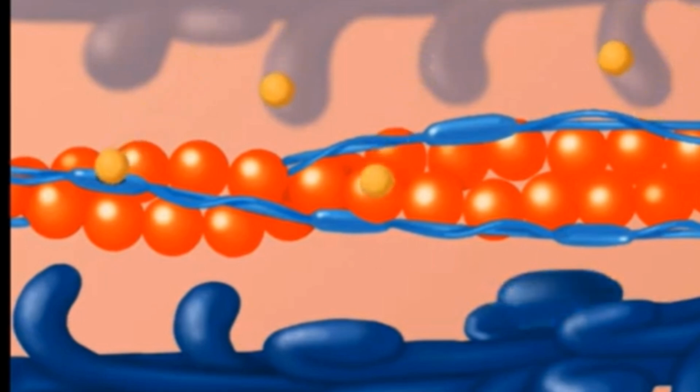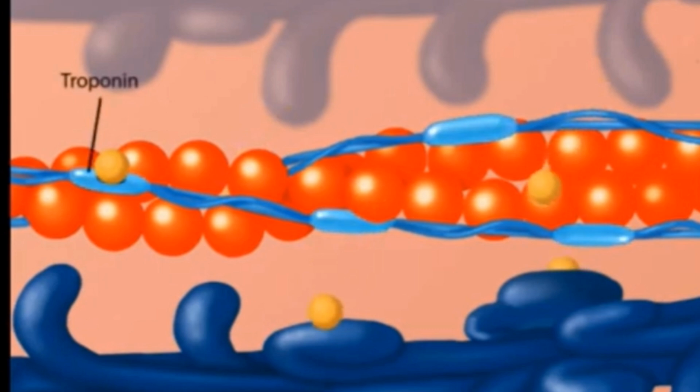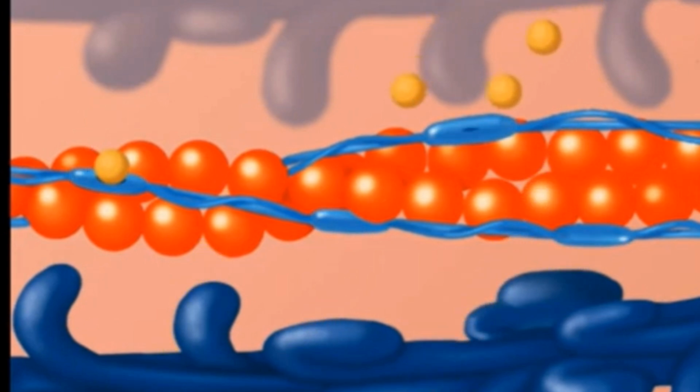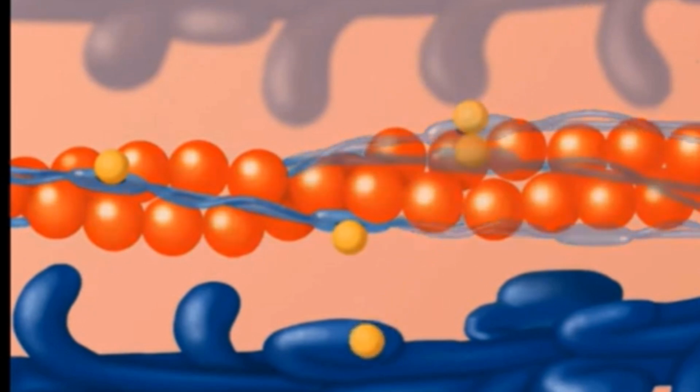Imagine actin as a rope ladder with troponin as locks. Calcium binds to troponin C, causing a shape change. This change unlocks the actin ladder. Binding sites on actin blocked by troponin I are exposed.